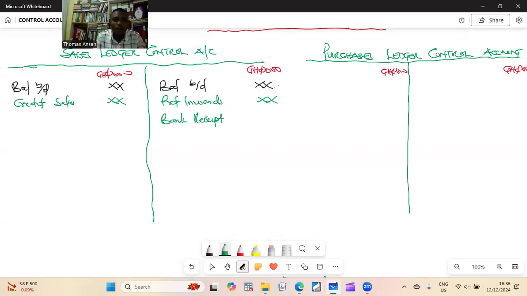So when the customer makes payment into your bank, it means that it is reducing the credit sales that he did. It is reducing the balance of the customer. So basically, this is it. However, you saw that there is this balance here, which means that the customer overpaid.